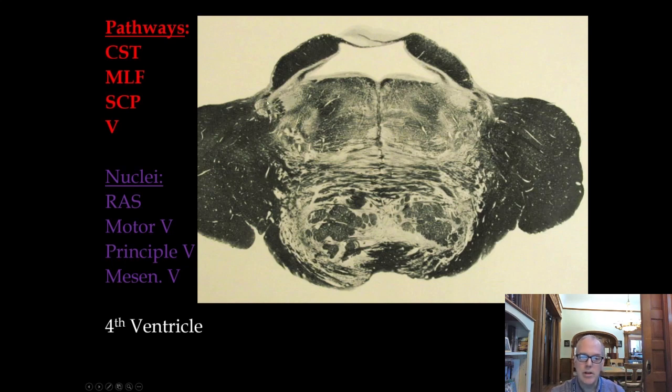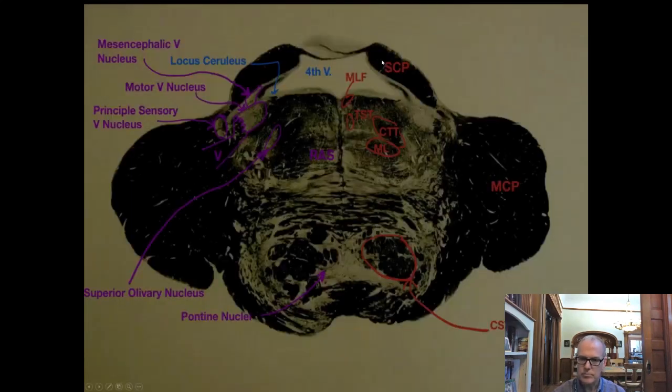The nucleus here that contributes to the trigeminal nerve is the principal or chief sensory trigeminal nucleus. Okay, and we'll describe what that does here in just a minute. And then in this area right here, we have what's called the mesencephalic trigeminal nucleus. So we've got 3 new parts of the trigeminal system right in this location. Okay, we still have the 4th ventricle here.